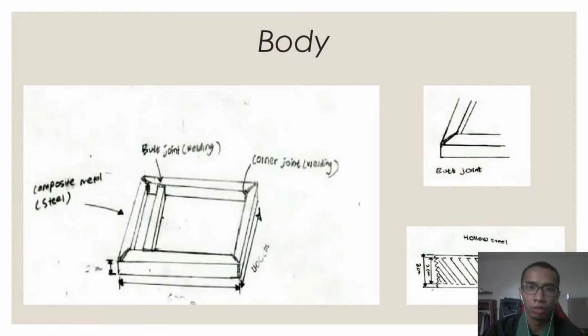After that, the other part of the lawnmower is the body. The material of the body is composite metal, which is hollow steel. The length of the body is 600 mm, its width is 400 mm, and its height is 2 cm. At the edge of the body, we weld it with a corner weld, while the hollow steel at the left of the body is butt welded. By using these types of weld, the body will become more sturdy.